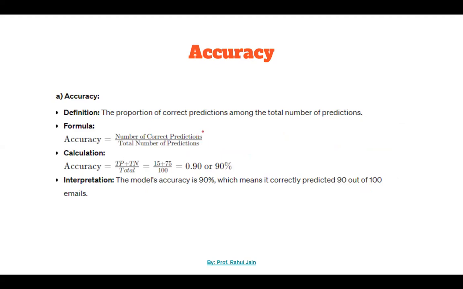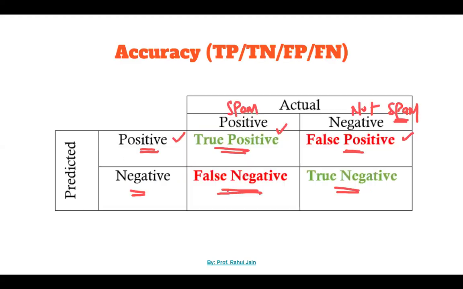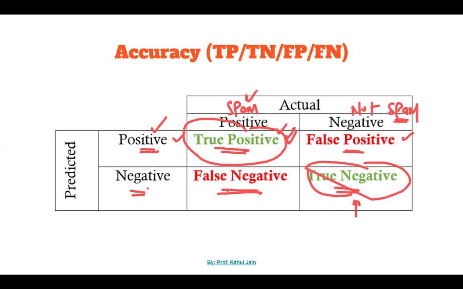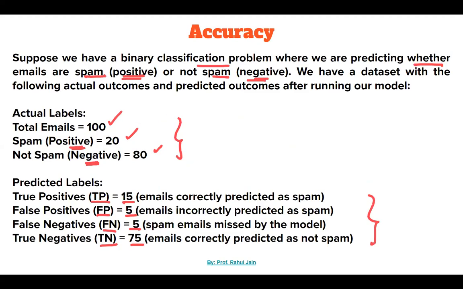We need to derive the accuracy, the total number of correct predictions. So what are correct predictions? True positives are considered correct predictions, because these are spam mails also predicted as spam. On the other hand, we have true negatives, which are not spam and are also predicted as not spam. These are called correct predictions, right? So we add them. What do we need to add? True positive and true negative. So true positive is 15 plus true negatives 75. 15 plus 75, that is 90, right?